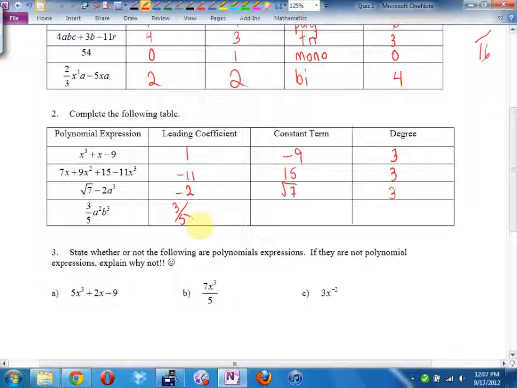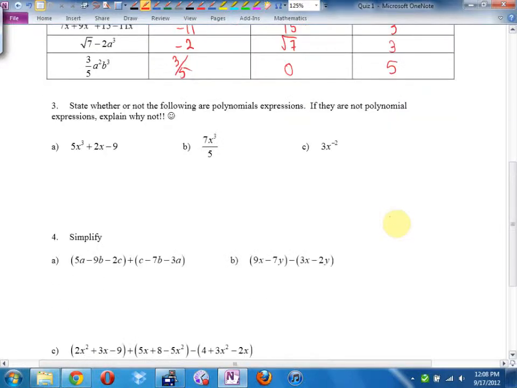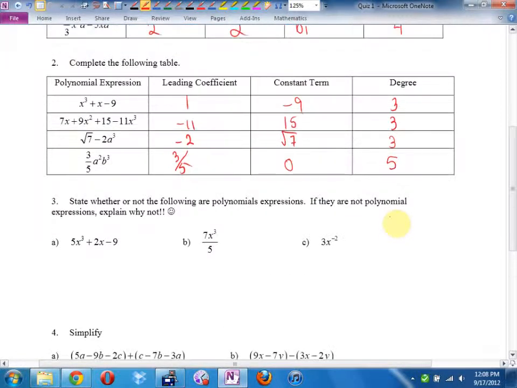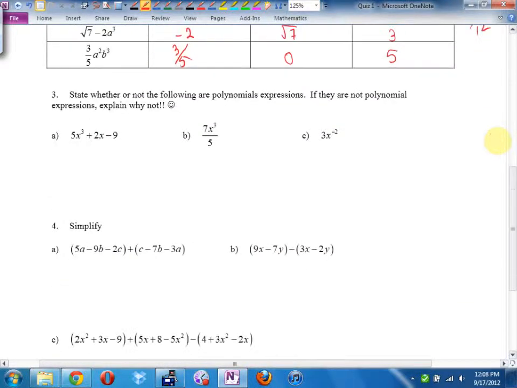Constant term. Oh, I guess 0, or you could say none, or you could put a line, or there is no constant term, or if you're fussy, it's a 0. Degree, 5. You can give yourself, if you want to, a little score out of 4 by 3, 12 right there, if you really, really want to.